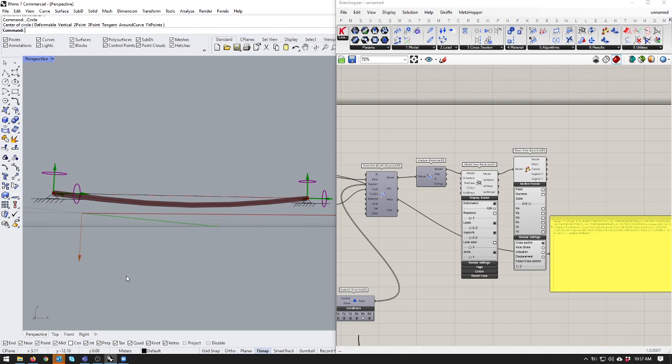You wouldn't normally expect to see steel looking like that, right? But that's what it would look like if we actually made a steel beam that size. It would deform very similar to that. So this is actually a really useful tool.